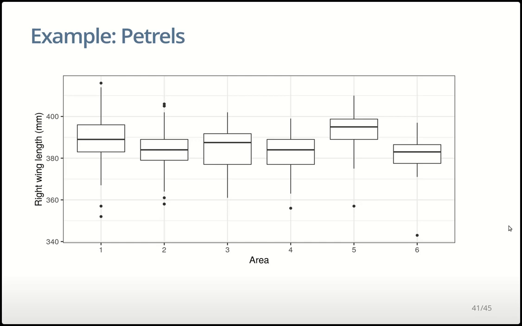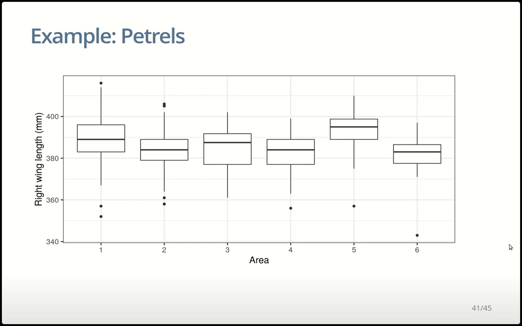So an example, you remember the other data set we're dealing with is the petrels data. Okay, in the petrels data, we collect them across a number of different areas, okay, geographic locations, and we're measuring the right wing length. So one of the things we might want to ask here, and this is one of the things we tried to answer in the first semester, is there any difference in right wing length between the different areas?